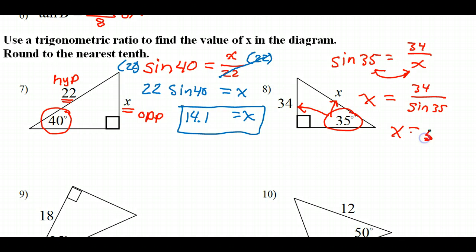What's that? 59.4. Wait, I got a question. Are 9 and 10 still sine?